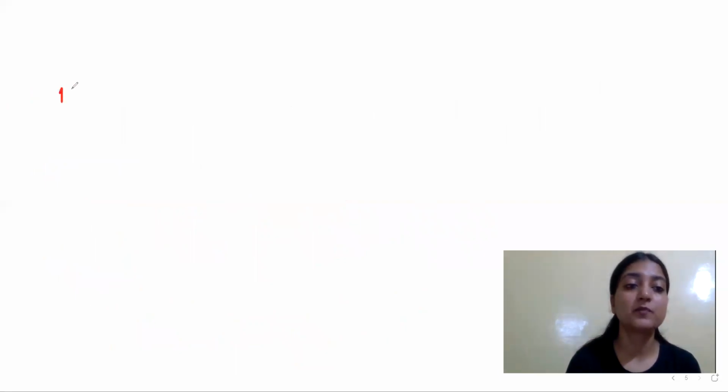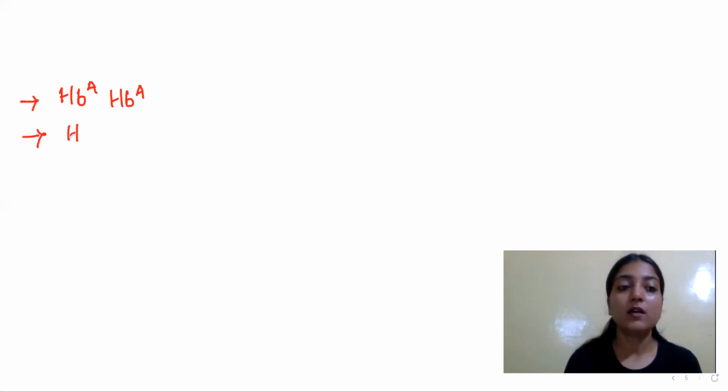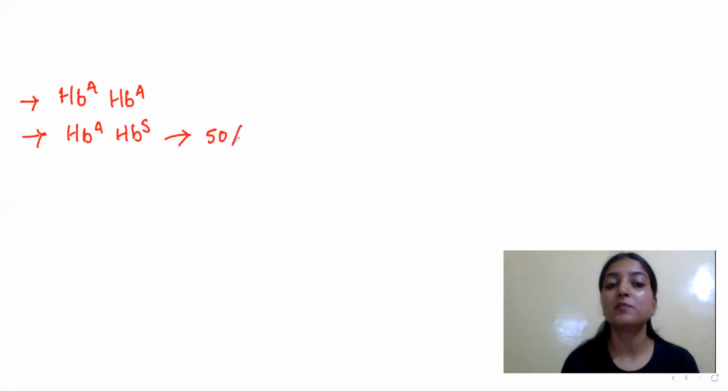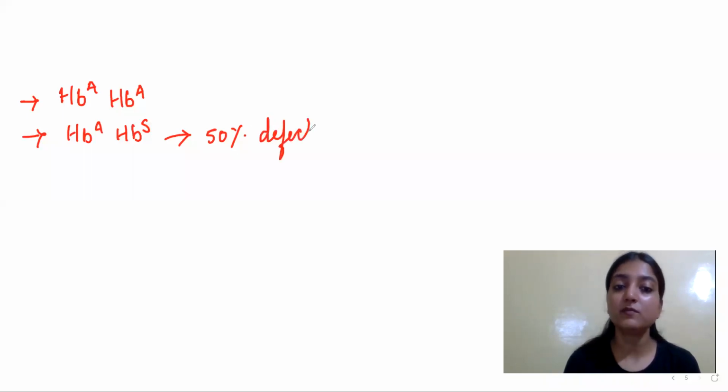So let us take, this is the dominant gene which a normal person is having. Okay. There can be a possibility, this is a person who is 50% affected with sickle cell anemia. Okay. So 50% affected, or you can say 50% defective, and 50% is normal. Okay.